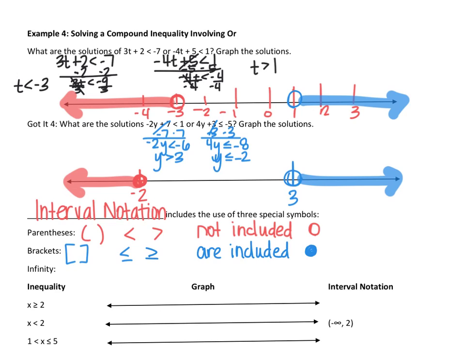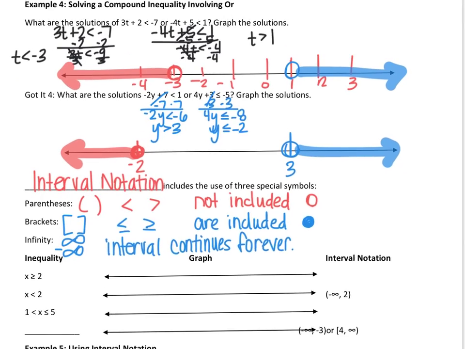Then you have a new thing, infinity. You have a positive infinity and a negative infinity. And that's when the interval continues forever. Positive infinity is when the interval continues forever in a positive direction, and negative infinity is where it continues forever in a negative direction.